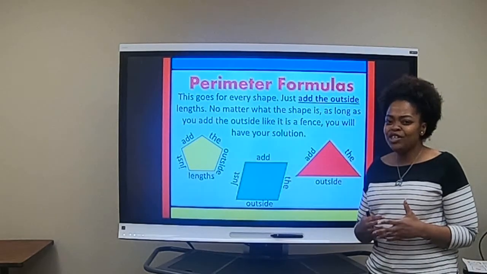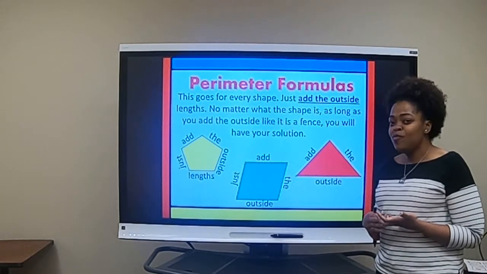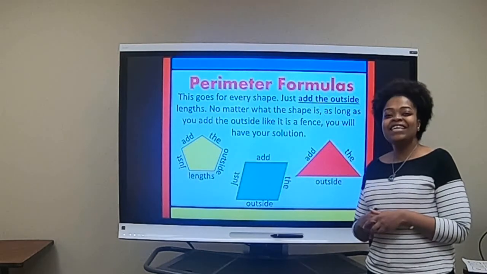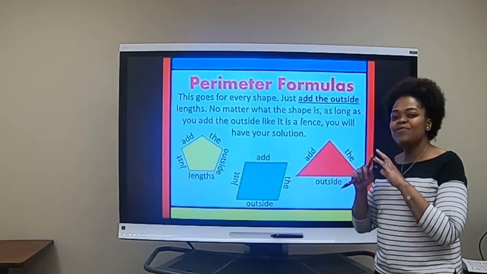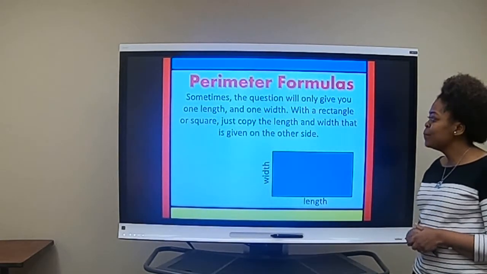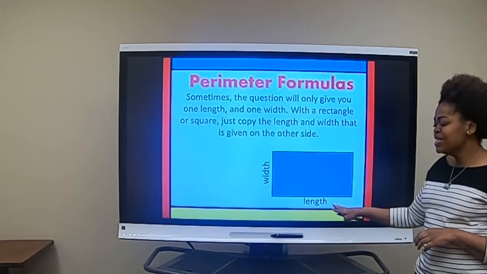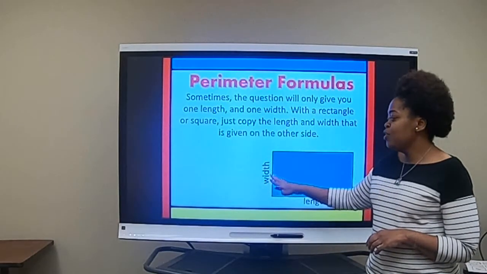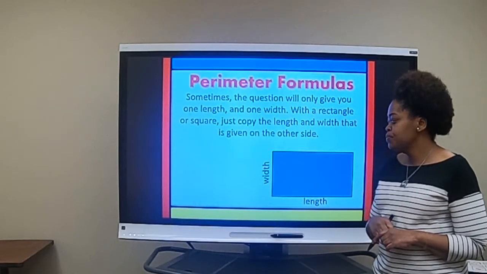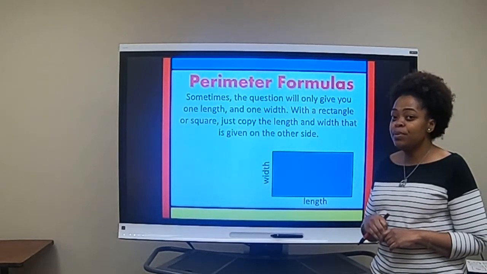Now, what if we have shapes that don't always have 4 sides? What can we do to find the perimeter? Exactly, we just remember to add all of the sides. Now, let's look at this shape. We see that we have a length and a width, but it only gives us one of each. How do you think we would find the perimeter of this shape?